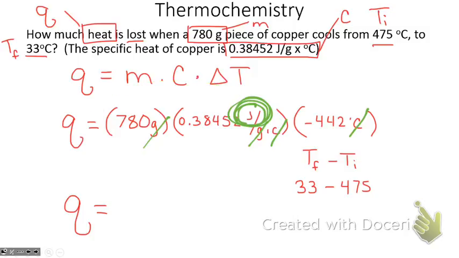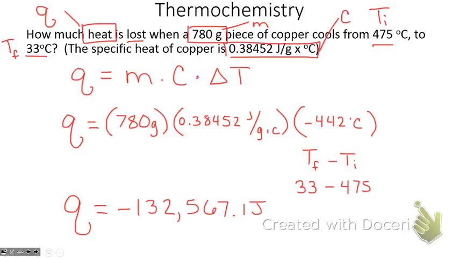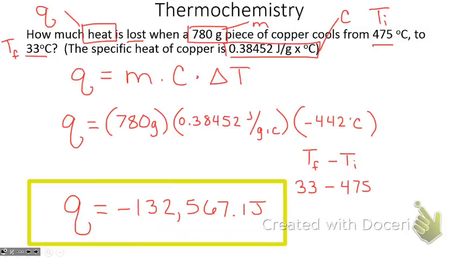Our unit for heat is usually going to be joules or calories. In this case, we are using joules. So your final answer should be a negative 132,567.1, and my unit here is joules. So that is my final answer here. You could have also kept it a positive and said this much heat will be released into the environment.